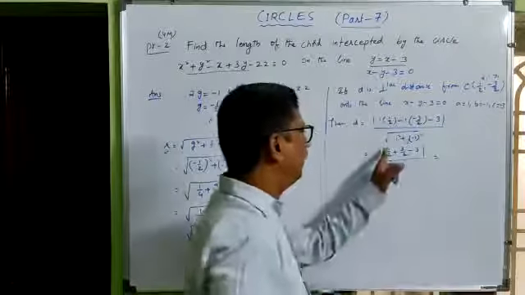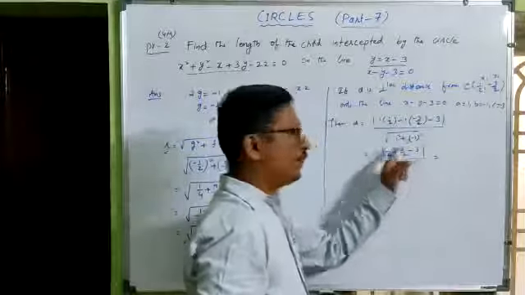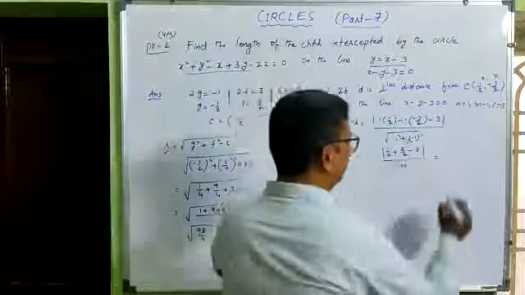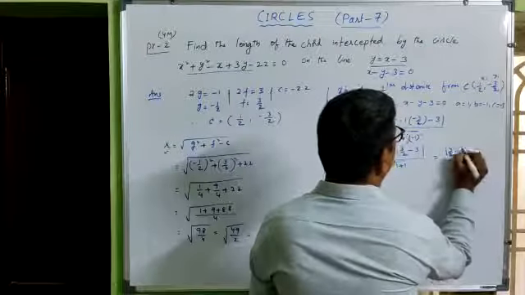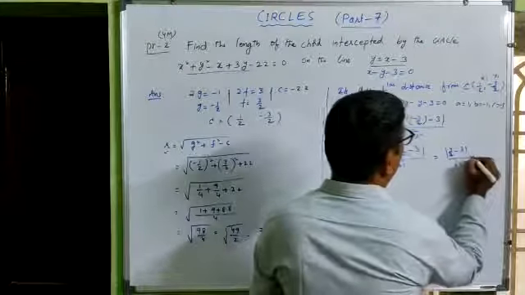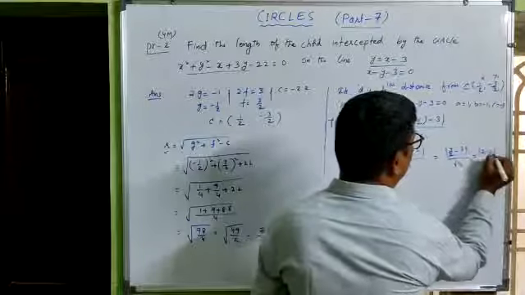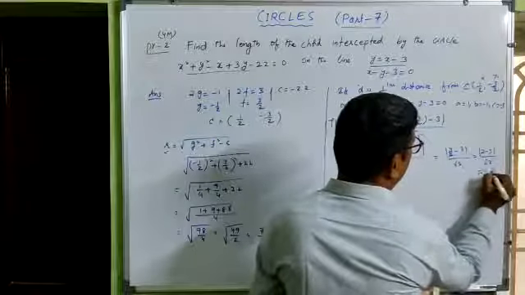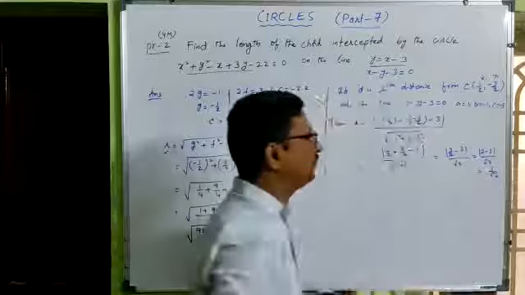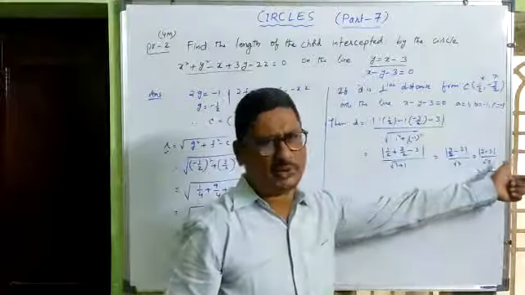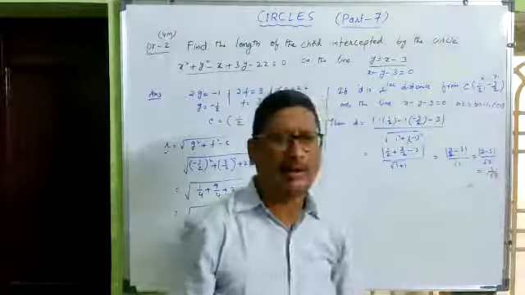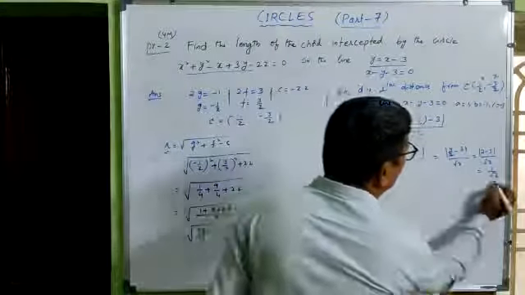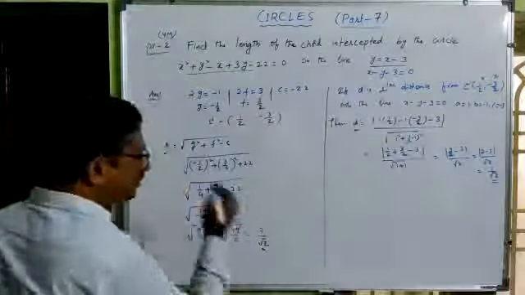Now we observe denominator same, 3 plus 1 is 4, 4 by 2. Modulus of 4 by 2 is 2 minus 3 by root 2. That is nothing but 1 by root 2. So 2 minus 3 is minus 1, but because there is a modulus, we can take 1 by root 2. So D value is 1 by root 2 and R value is 7 by root 2.